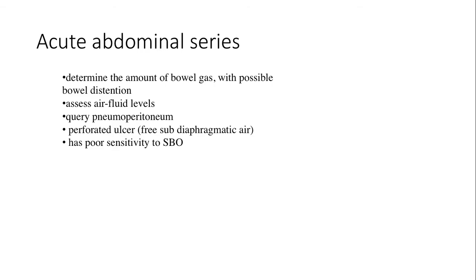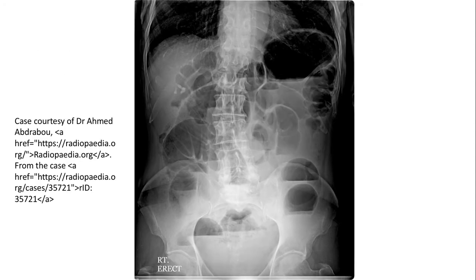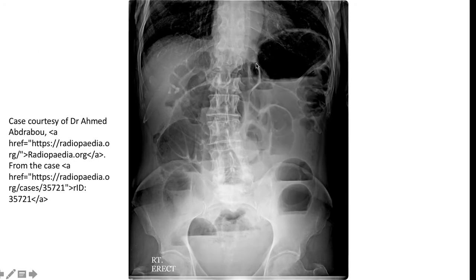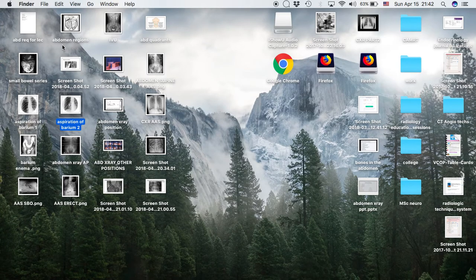What is it composed of, and why is it requested? The acute abdominal series determines the amount of bowel gas with possible bowel distension, assesses air fluid levels, and queries pneumoperitoneum. If we have a perforated ulcer, then we would look for free subdiaphragmatic air, but it sometimes has a poor sensitivity to small bowel obstruction. So this is the first image, but let's look at it closely.